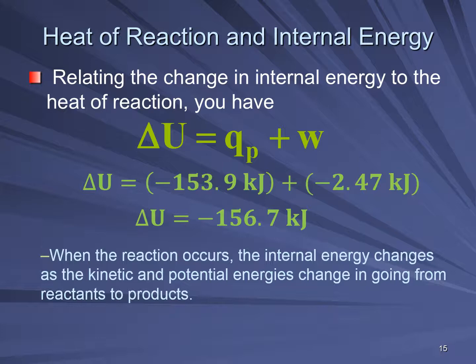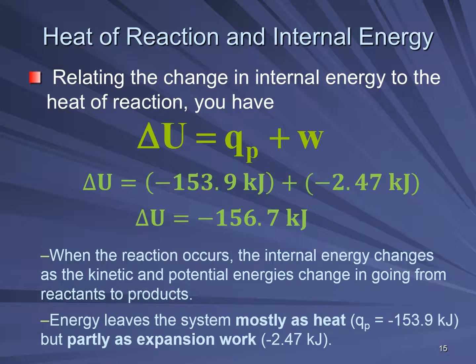So when the reaction occurs, the internal energy changes as both the kinetic and potential energies change in going from reactants to products. Energy leaves the system mostly as heat and partly as expansion work. Now, in this one, obviously, the heat is being given off and the work is being done by the system, but other things can happen. If it's an endothermic reaction, heat can be coming into the system. If you're doing work on the system, then work is positive, and so you can have any combination. This one just happens to be giving heat off and doing work by the system on the surroundings.